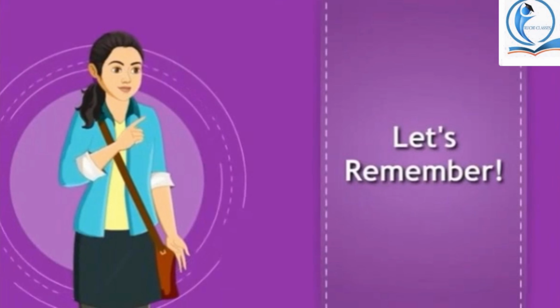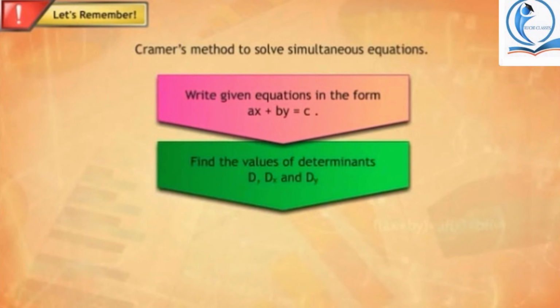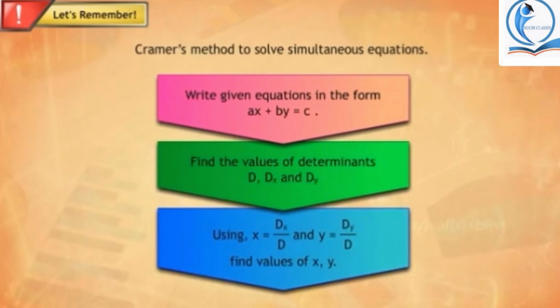Let's remember Cramer's method to solve simultaneous equations. Write the given equations in the form ax plus by is equal to c. Find the values of determinants D, Dx and Dy. Using x is equal to Dx upon D and y is equal to Dy upon D, find the values of x, y.